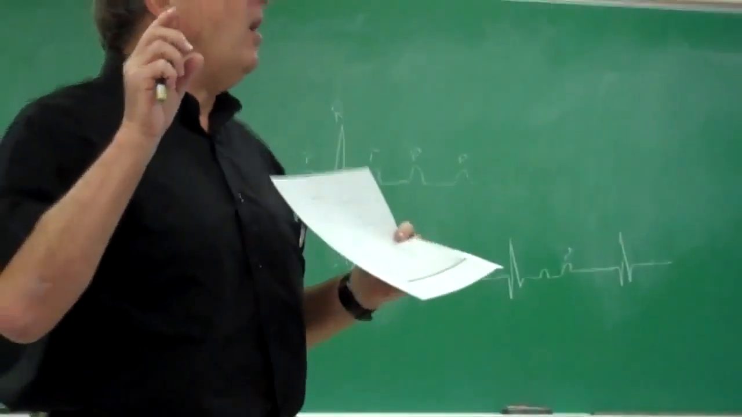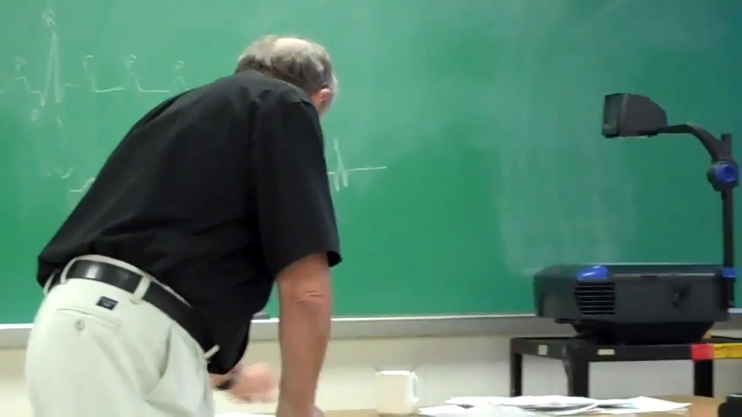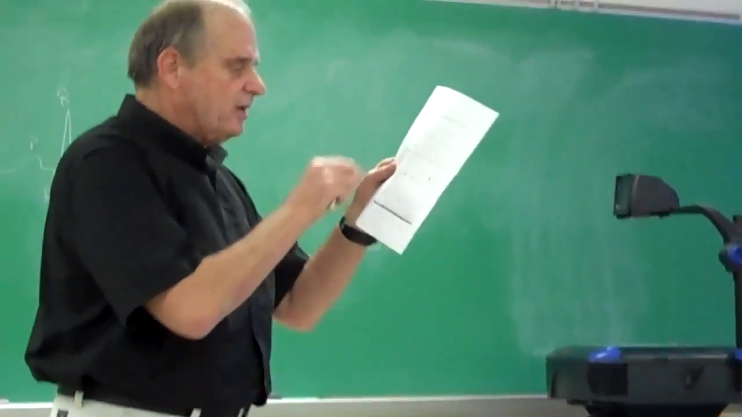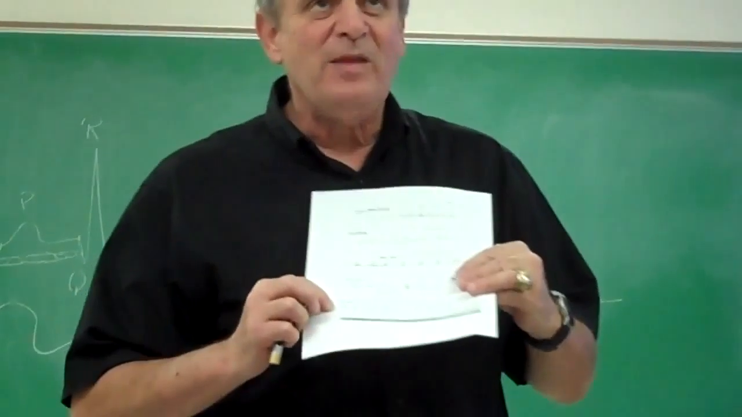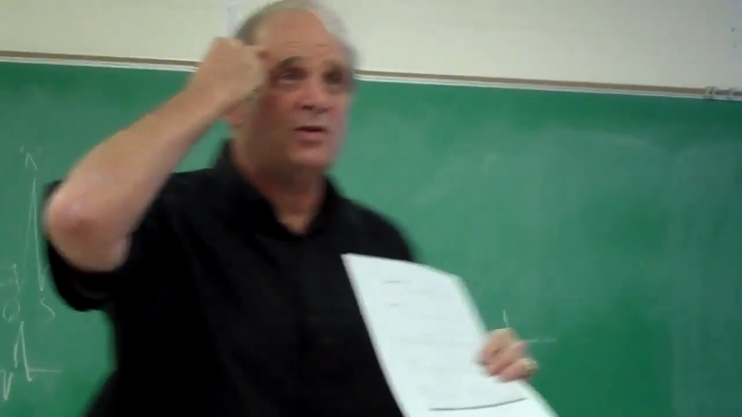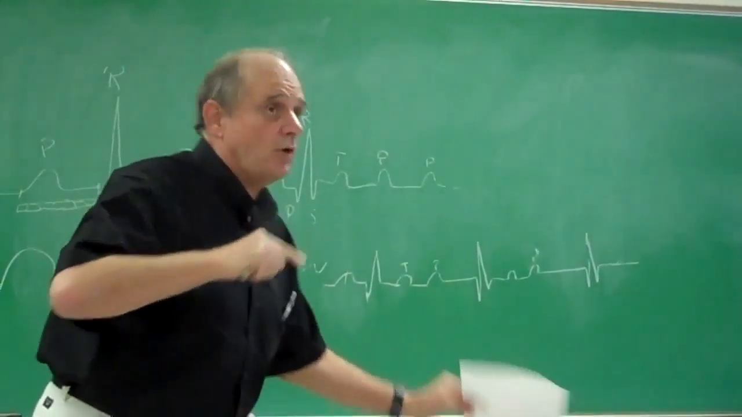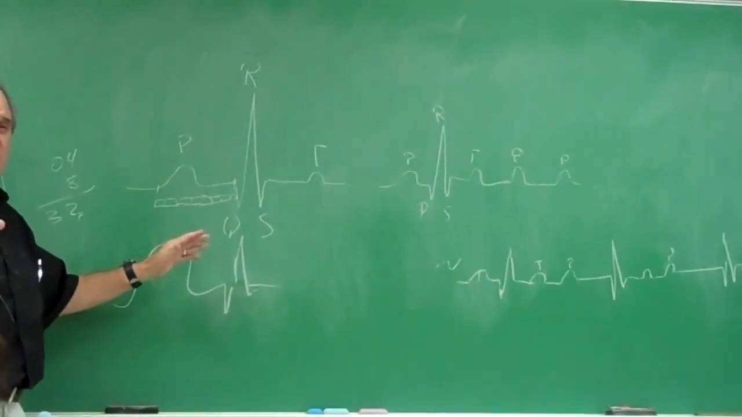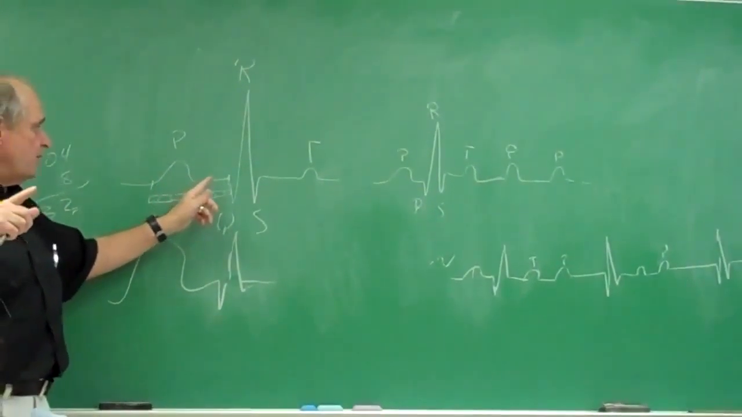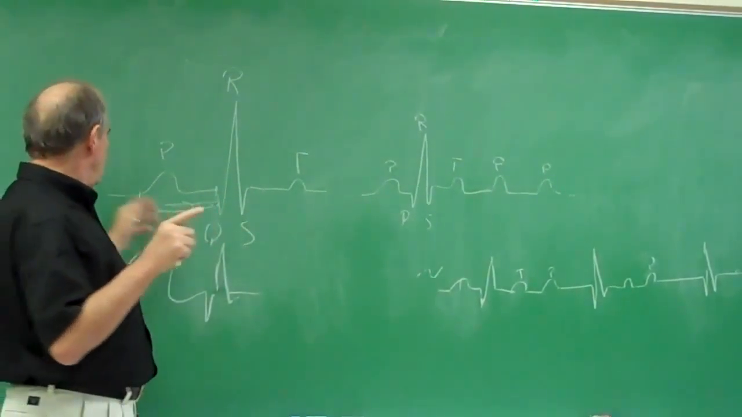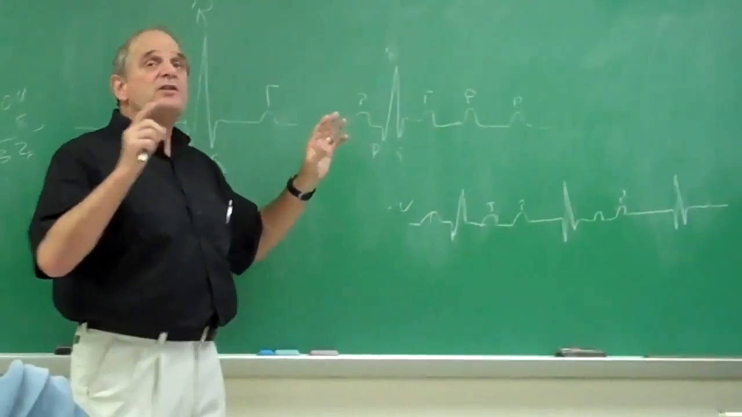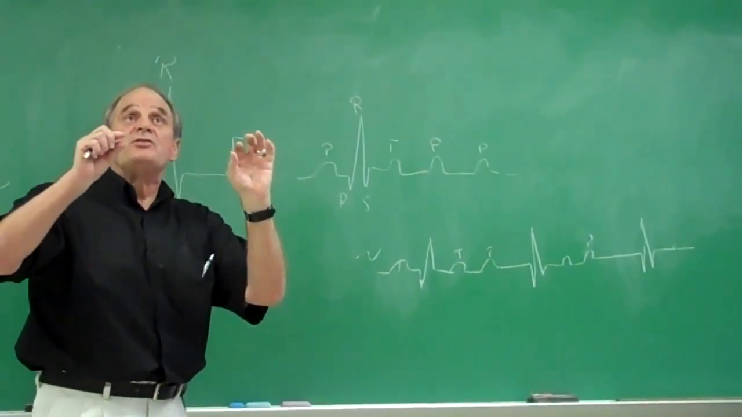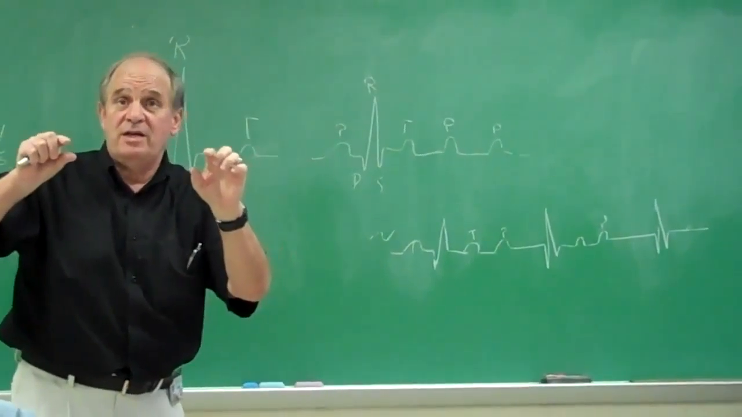Now here's the deal. How do you tell the difference by looking at these second degree blocks? Here's the second degree down here. Kind of embed this in your brain. Here's the way it works with a second degree Mobitz 2. How do I tell the difference between a Mobitz 1 and a Mobitz 2? In the Mobitz 1, the PR interval is normal, then longer, longer, then it drops. Here's the difference.